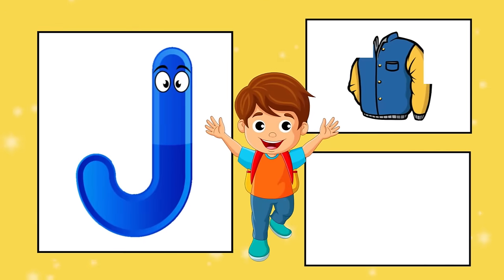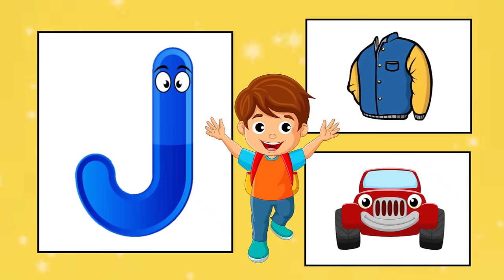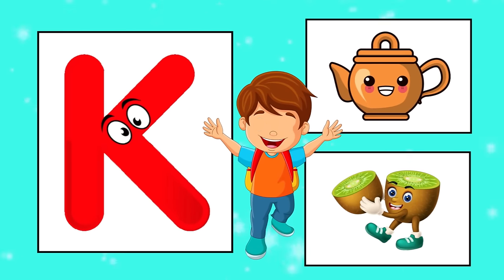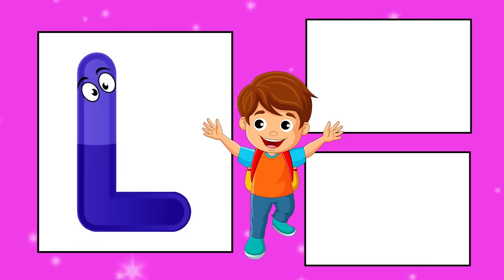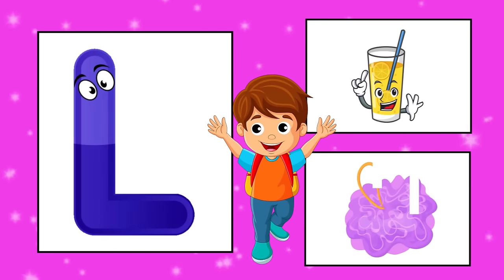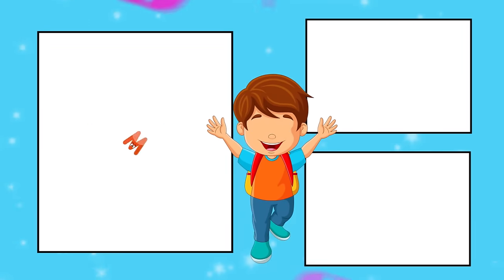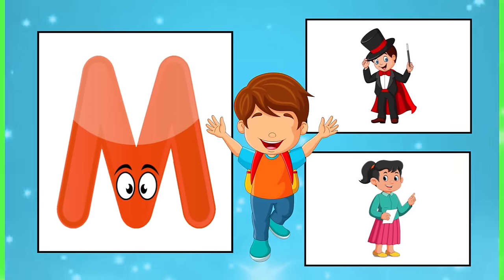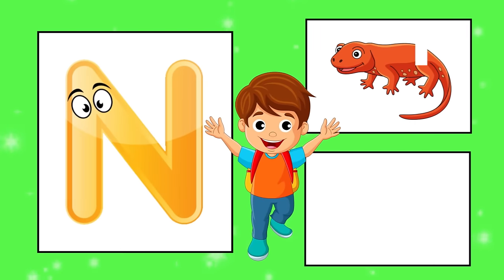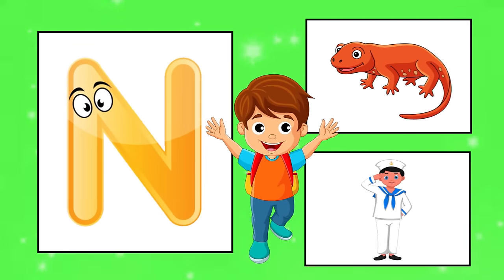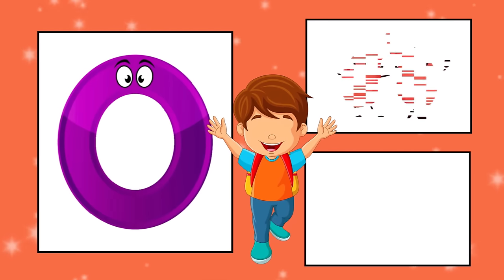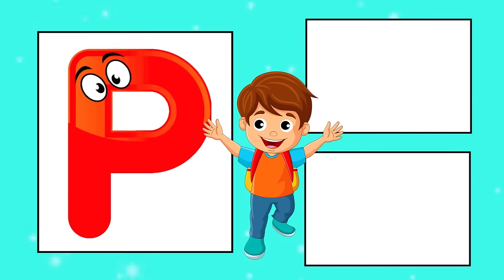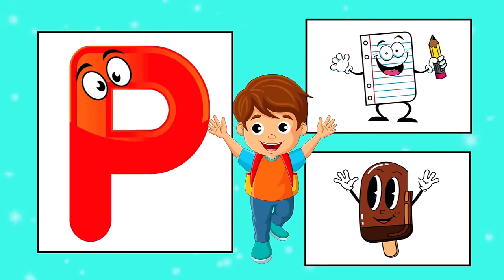J. Jacket. Jeep. K. Cattle. Kiwi. L. Lemonade. Loaf. M. Magic. Master. Nude. Navy. O. Organ. Oatmeal. P. Paper. Popsicle.